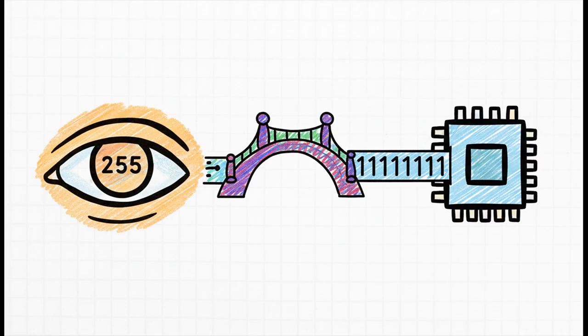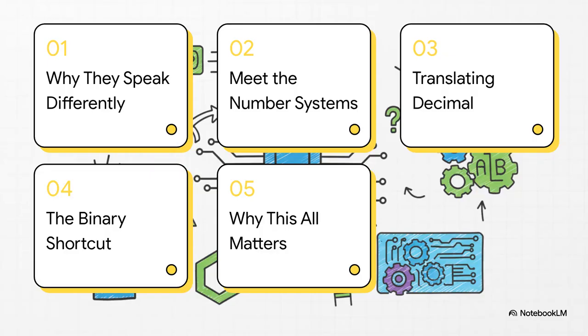And this communication gap between how we see the world and how they do, that's exactly the problem we're going to solve today. Here's the game plan. First, we'll tackle why this gap even exists. Then, we'll meet the 4 key number systems you need to know. After that, we'll learn the universal rules for translation, uncover a brilliant shortcut that programmers love, and finally, we'll see where this all pops up in the real world. Sound good? Let's do it.